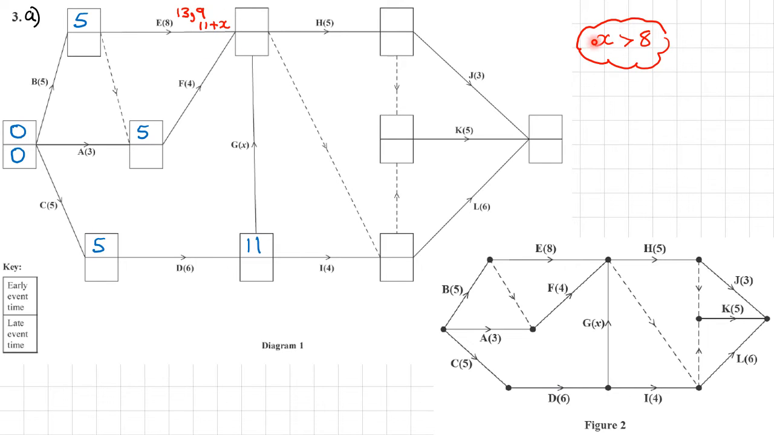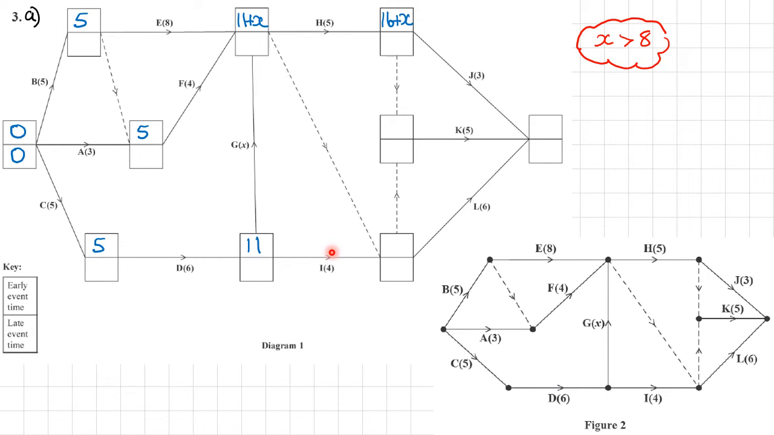Now since X is greater than 8, 11 plus X is going to be greater than 19, isn't it? So it's definitely going to be the largest value. So that's going to be 11 plus X that I write in this box. So 11 plus X. Now we continue our forward pass. I'm going to go to this point here. There's only one way going forwards to get to here, and that's going to be 11 plus X plus 5, which will become 16 plus X.